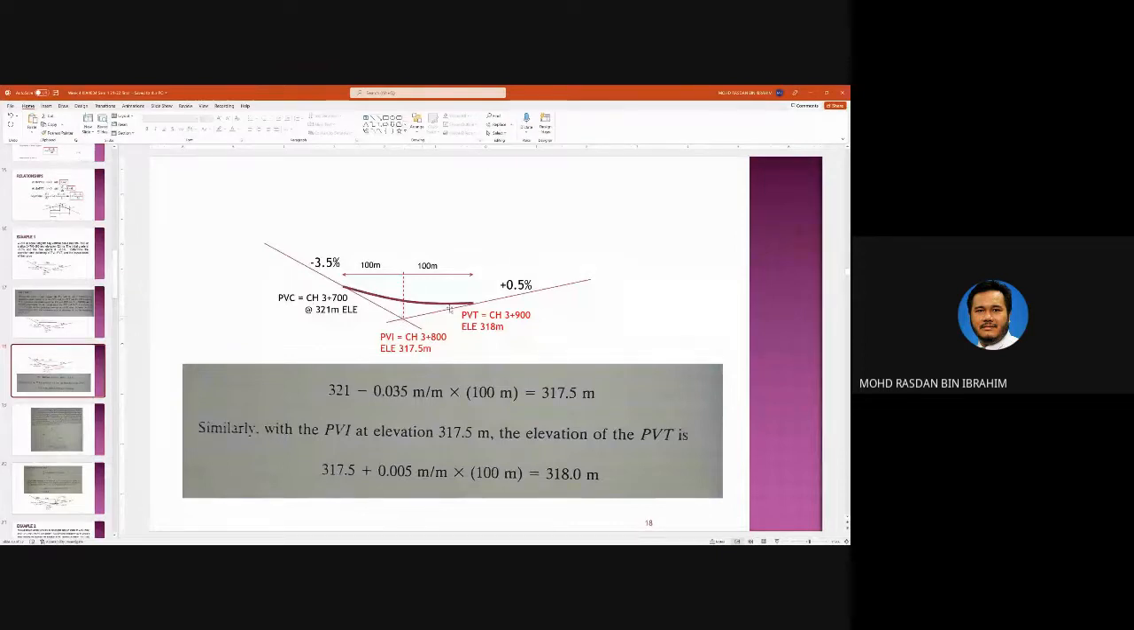So now we are going up from PVI to PVT, so it's going to be plus here. And the gradient is 0.5%, so it is 0.005, because this is percent. Okay, 0.005 multiplied by 100, and you add it to 317.5. So here, plus 0.5% times 100, you get the elevation of this point, the elevation of PVT. So it is 318 meters.